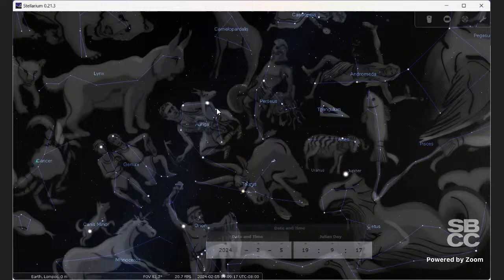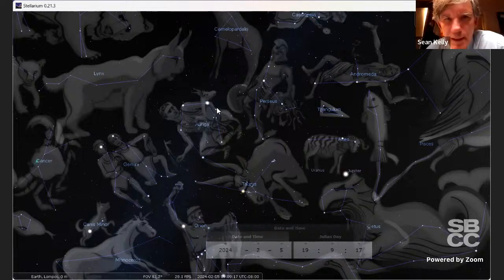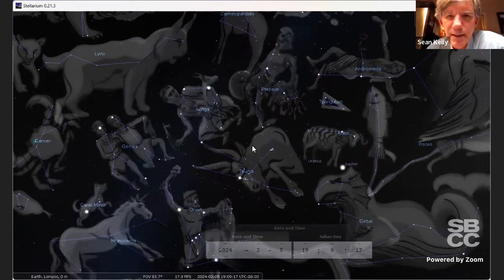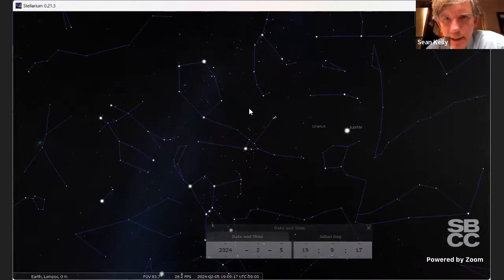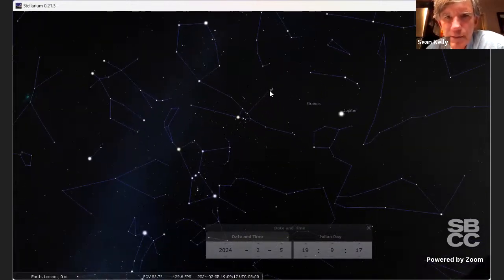Right near Capella, you'll find 1, 2, 3 little stars. These are the baby stars. They're the kids, right? Down below Auriga, right here, we have a cluster of stars. Who remembers the name of the cluster?